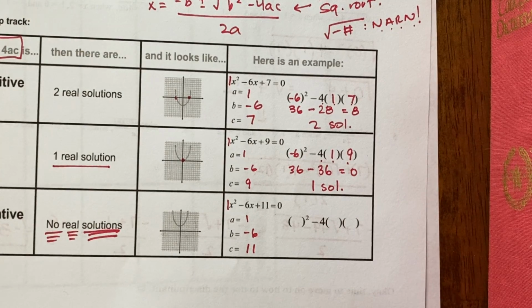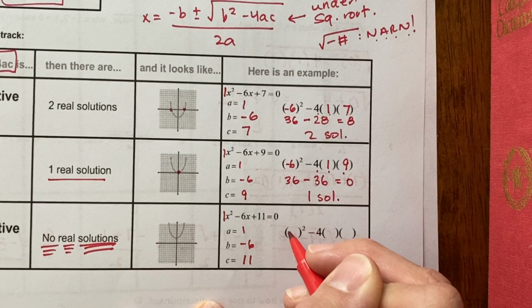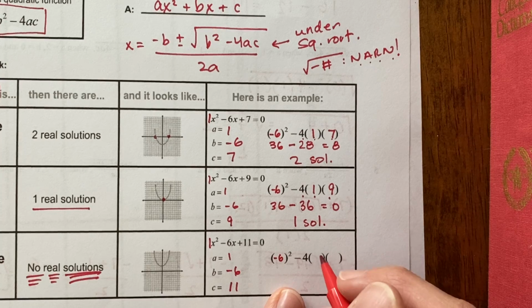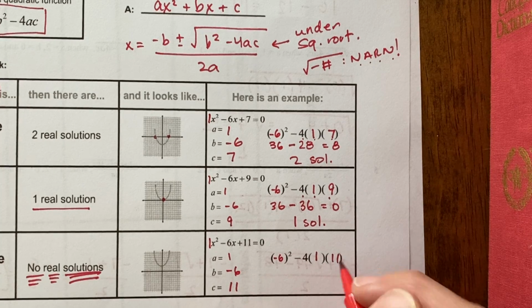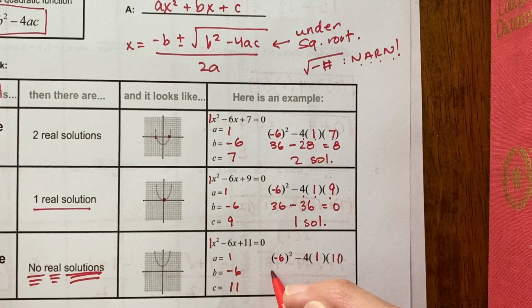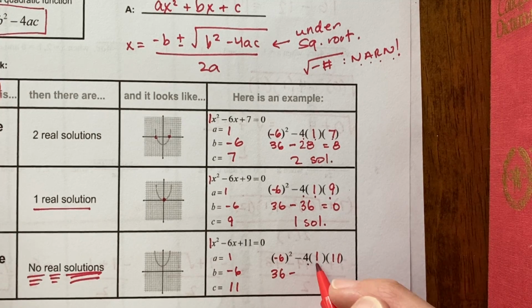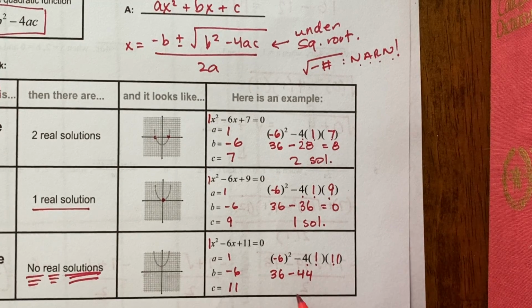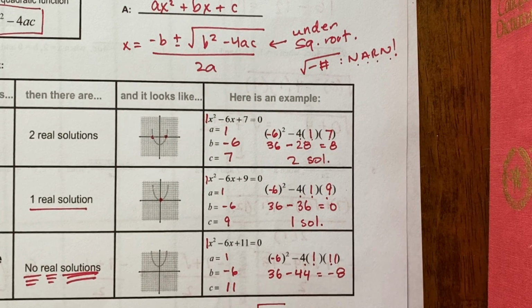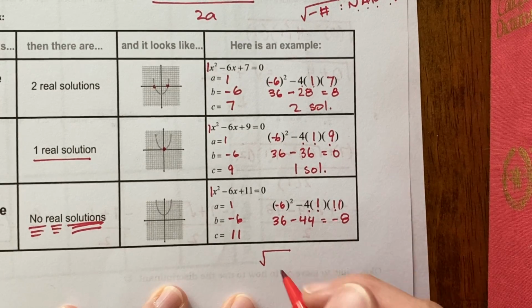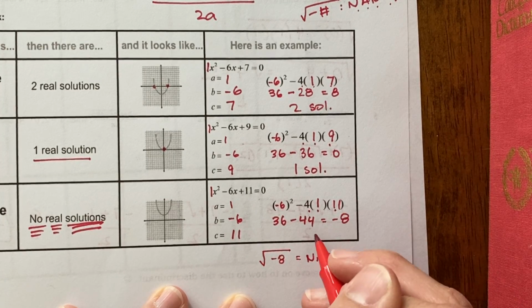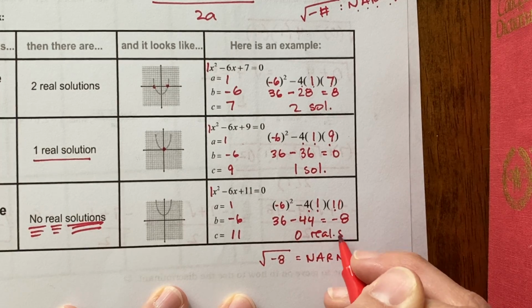So when you go through and do, again, -6 squared, because B is -6, minus 4 times A, which is 1, times C, which is 11. So I have 36 minus 4 times 1 is 4, times 11 is 44. So 36 minus 44 is going to give me -8. And again, if I were to do the square root of -8, I would have none. So I have no real solution here.